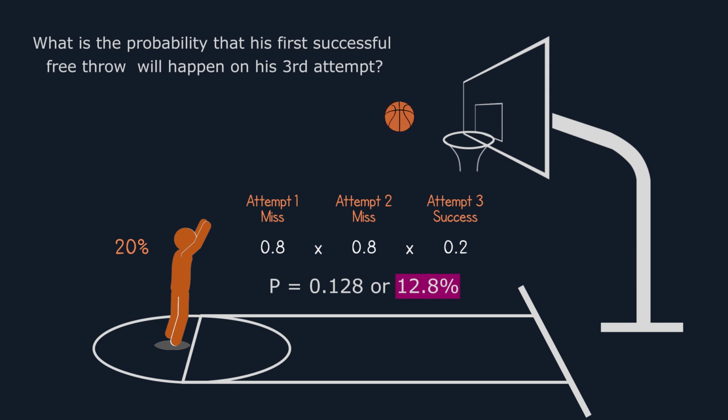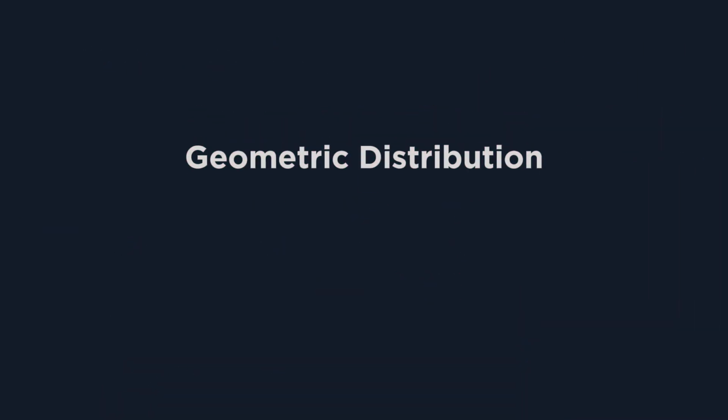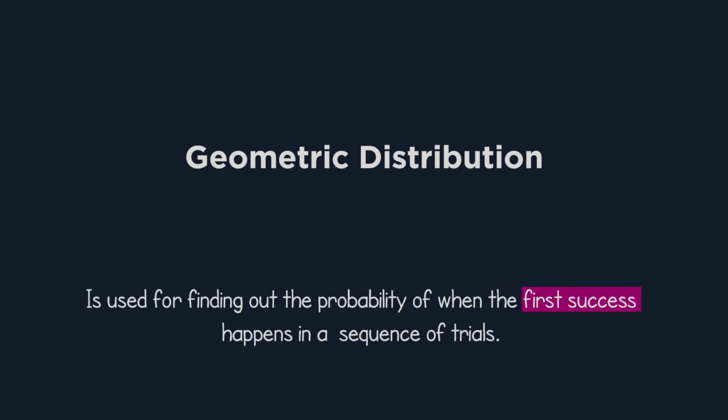Now, this problem is actually a perfect example of something called geometric distribution. You see, whenever we're dealing with a situation where we're interested in the first success, like in this case, the first made free throw, we can use the geometric distribution to solve it more easily. Geometric distribution is all about finding out when the first success happens in a sequence of trials.